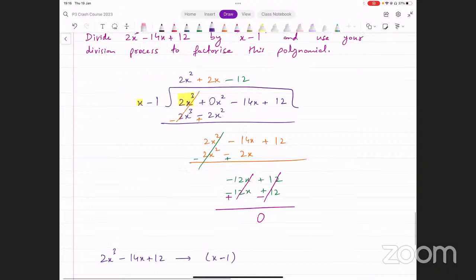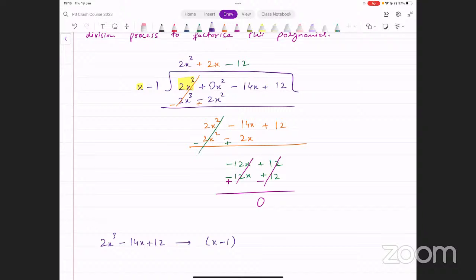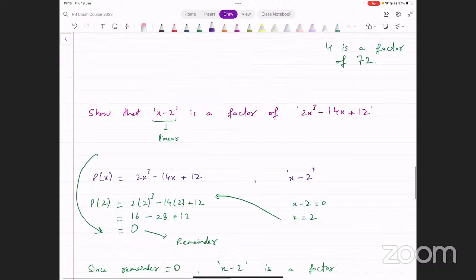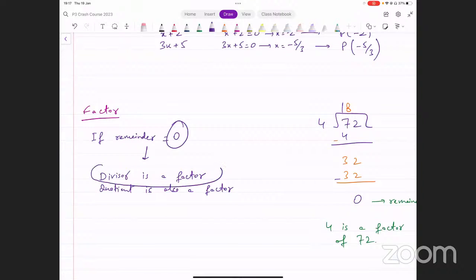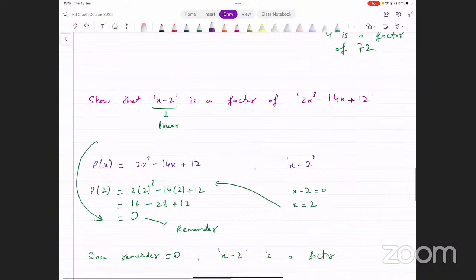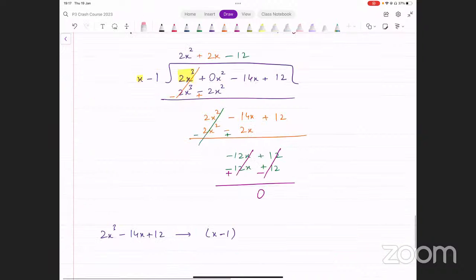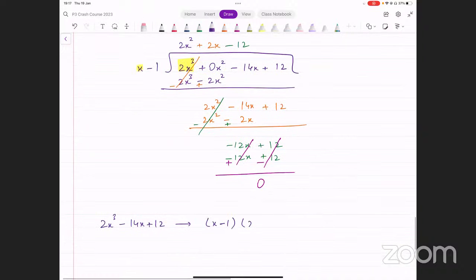This is a factor. But remember what we said just a few minutes ago. We said if remainder is 0, divisor is a factor. So yes, the divisor is a factor. But there's another thing. The quotient is also a factor. The quotient that you've got there is also going to be a factor. So one factor is x minus 1. The other factor is 2x squared plus 2x minus 12. This is the factorization of this thing.